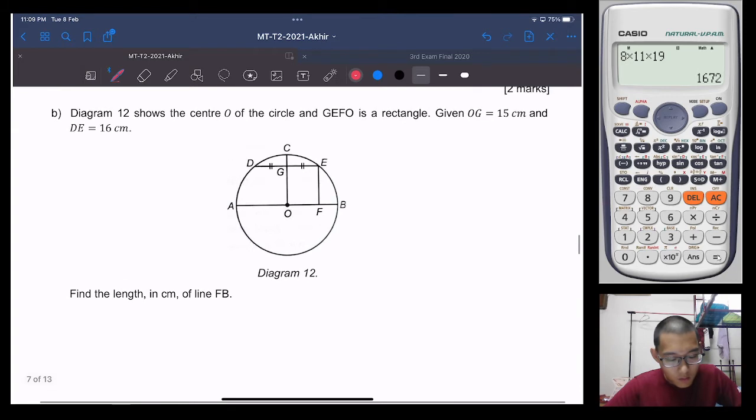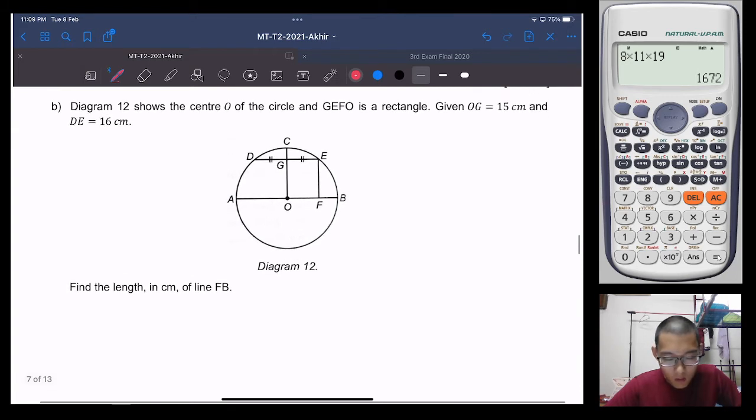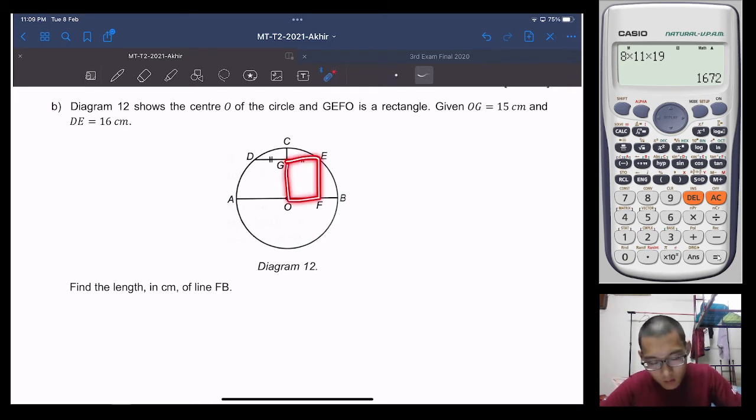Diagram 12 shows the center O of a circle and GEFO is a rectangle. Where is GEFO? This one is a rectangle. That means it has a right angle here. Right angle. Yes, it's a rectangle, right? Given that OG is 15 cm, where is OG? OG is here, 15 cm.